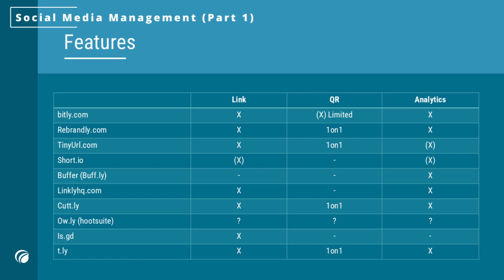Owly or Hootsuite. Since they asked for a credit card in a free evaluation, I didn't continue. Is.gd. It can shorten a URL, and that works, but other than that, there isn't any notion of username and so no statistics. There are also no QR codes. Tiny. It can generate short URLs based on an existing URL. Each URL also has a QR code. Analytics are available.